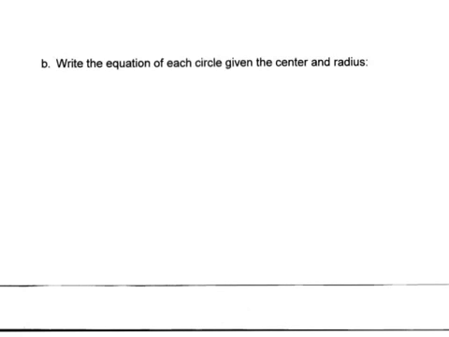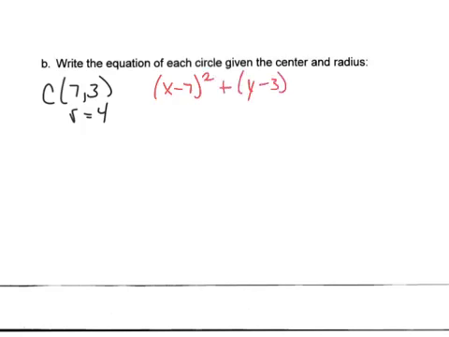Now we can also go in reverse. We can start with the center and the radius and then write the equation of the circle. You just have to remember the numbers go in with the opposite sign and the radius has to be squared. So if I have a circle where the center is at 7, 3 and the radius is 4, here's how I would write that. It would be x minus 7, and remember to square it, plus y minus 3 squared, and that's going to be equal to 16.